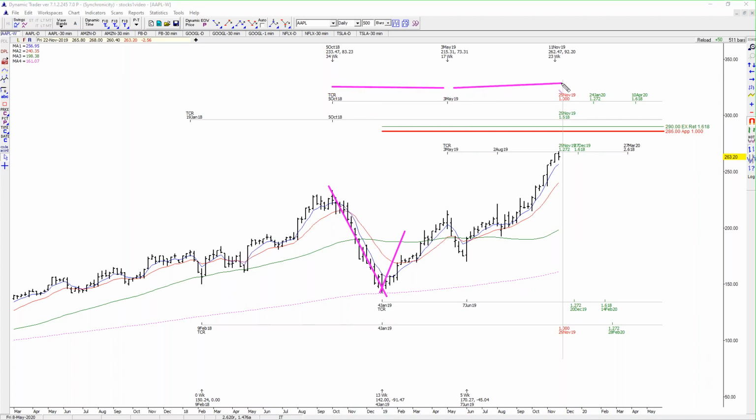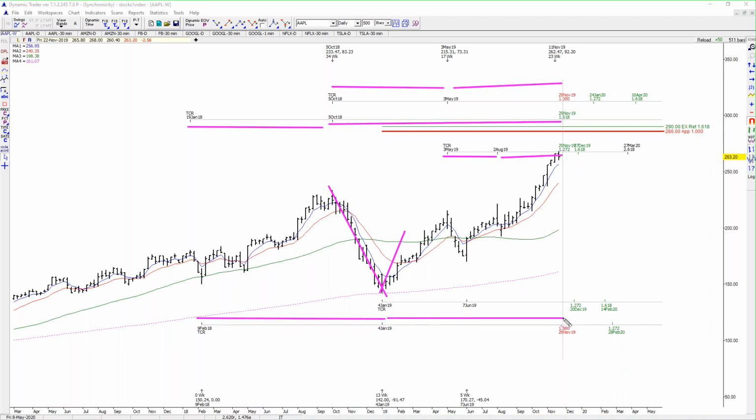High to high, 100%, the week ending November 29th. Another high to high, 1618, the week ending November 29th. High to high, 1272, the week ending November 29th. And then also this major low to low, 100%, the week ending November 29th.